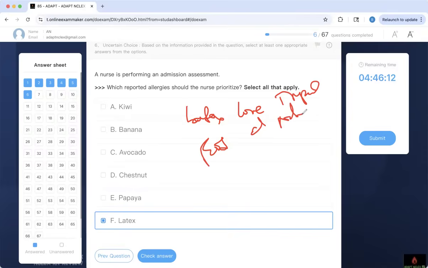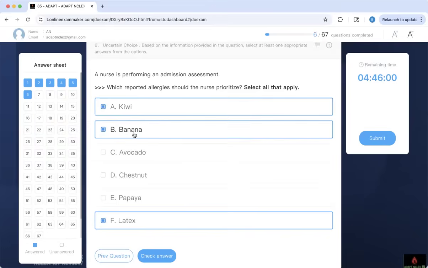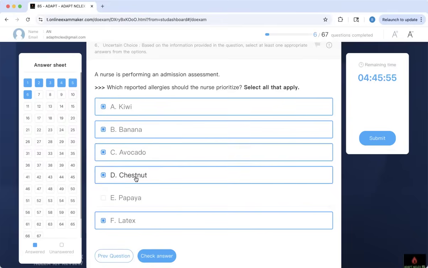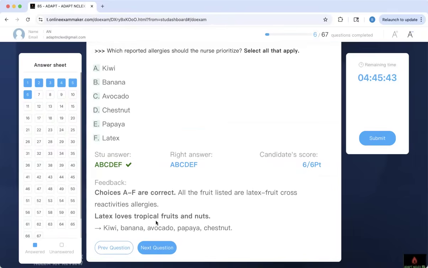That's all. Therefore, if you see anything that you know is a tropical food, then you've got to pick it because it has latex protein in it that can cause latex allergy. Kiwi, tropical. Banana, tropical. Avocado, tropical. Chestnut, tropical. Papaya, tropical. All of them are tropical foods and nuts, and they all can cause latex allergy. Know them, and that's the buzzword. Latex loves tropical fruits and nuts. These are something I want you to know.